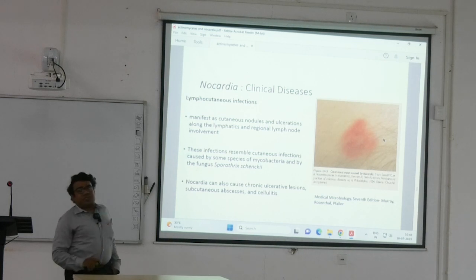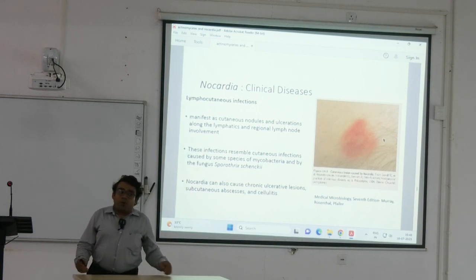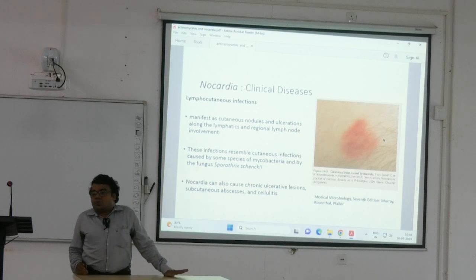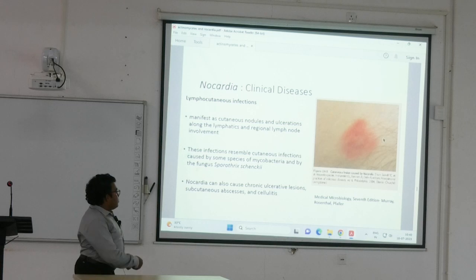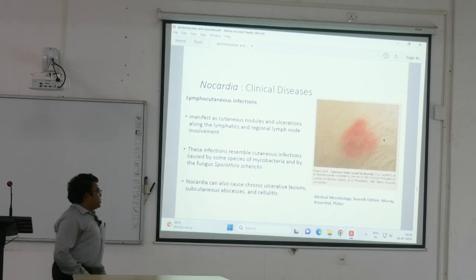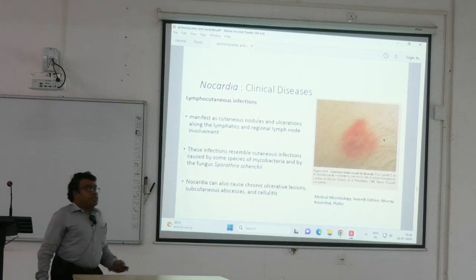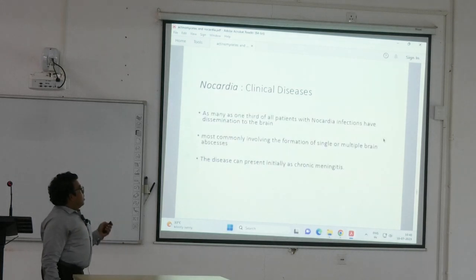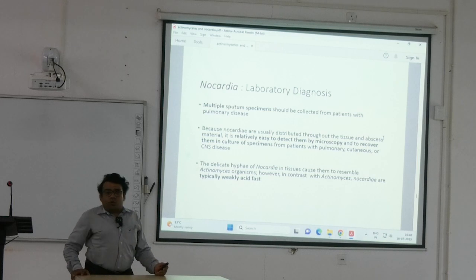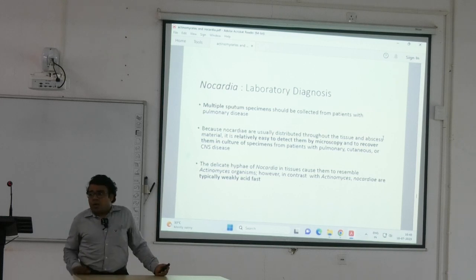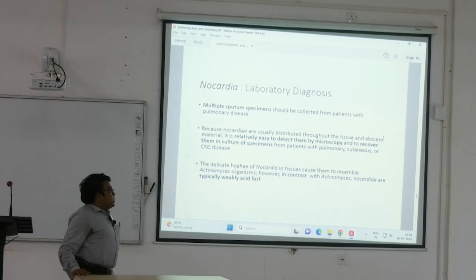This type of infection is also seen in a dimorphic fungal infection called Sporothrix. You will learn later on when fungus will be taught to you. Other manifestations include ulcerative lesions, abscess and cellulitis. In the CNS, I have already told you it can present with single or multiple abscesses and rarely meningitis.